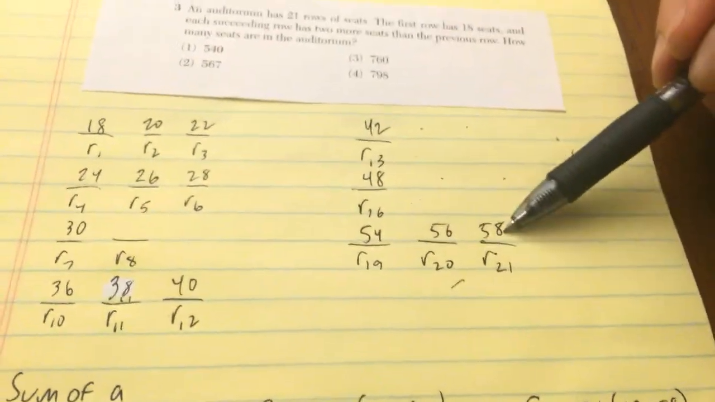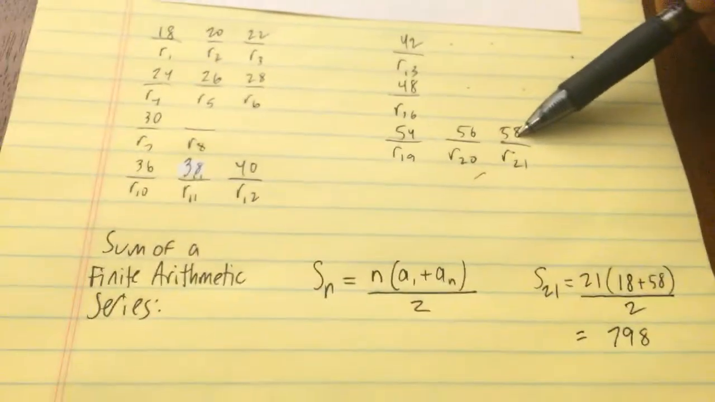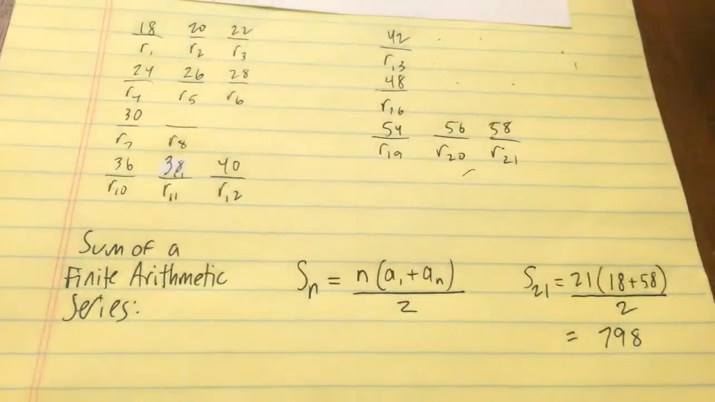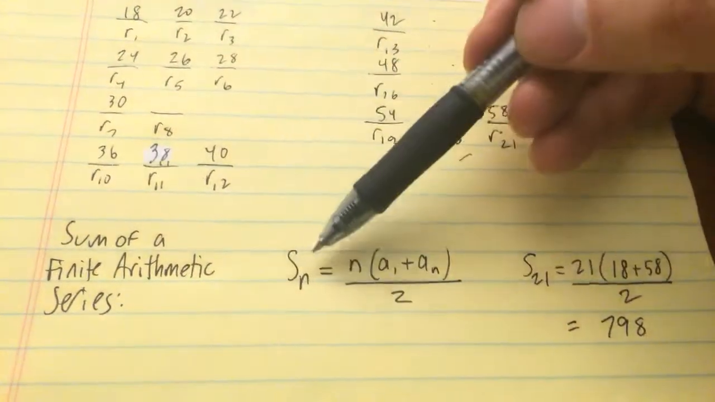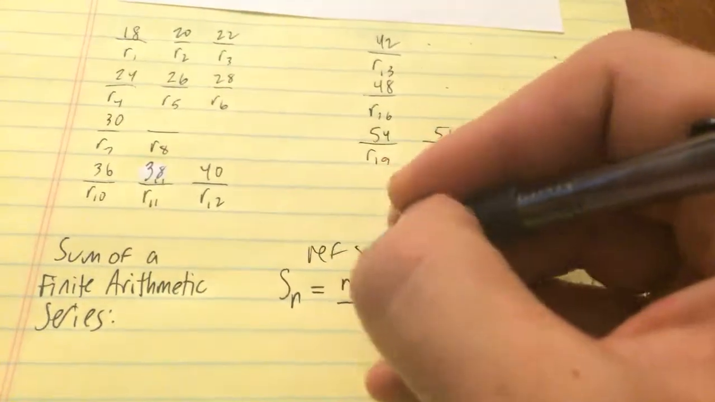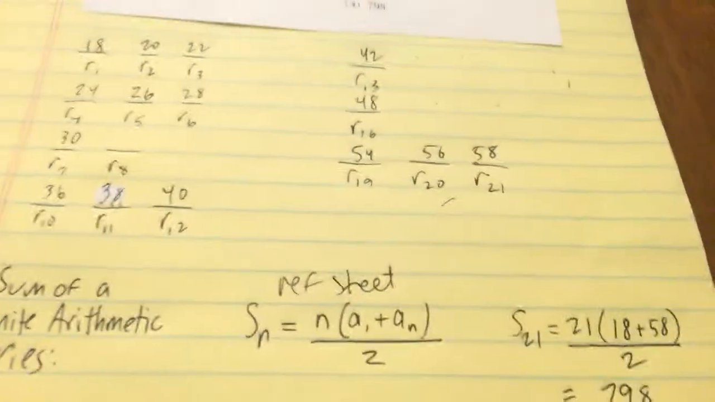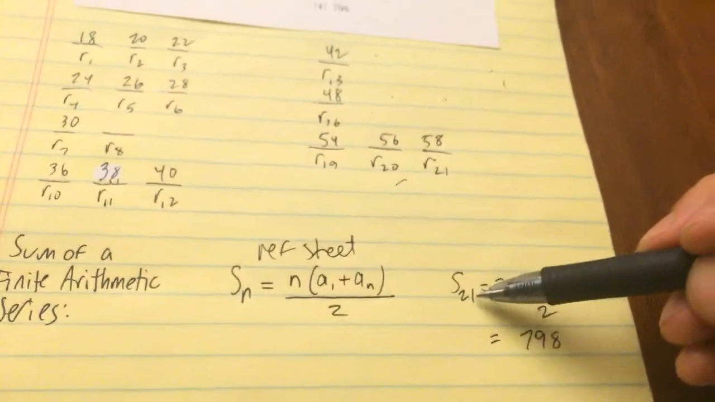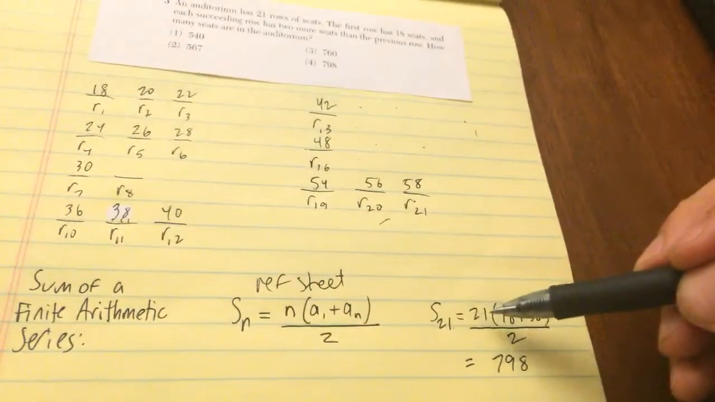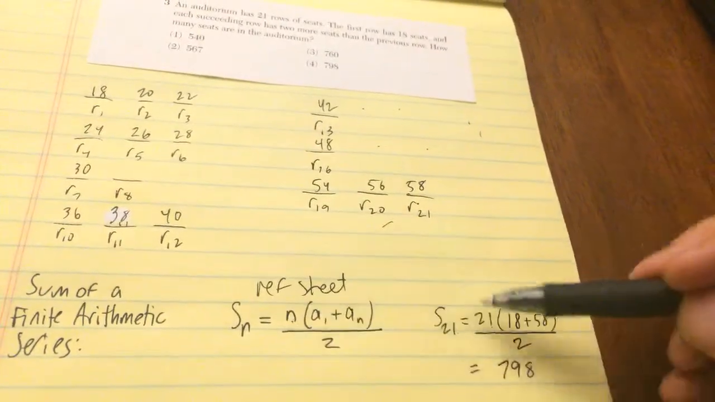So row 21 has 58 seats. So what I'm going to use is my sum of a finite arithmetic series. This is on your reference sheet. I'm looking for the sum of the 21 rows. The number of rows is 21.